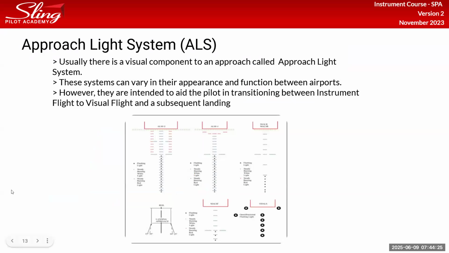Lastly, approach lighting system, ALS. The visual component to an approach is called the approach lighting system. There are different types, so they can vary in their appearance and function. However, they're intended to aid the pilot in transitioning between instrument flight rules to visual flight rules and a subsequent landing.